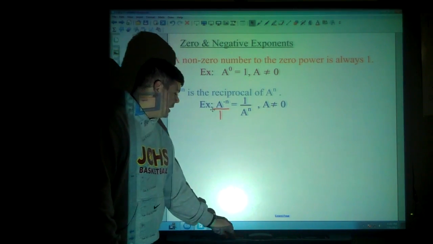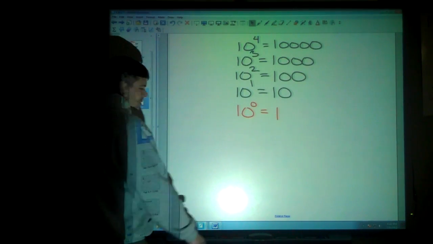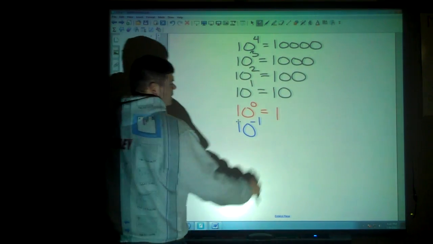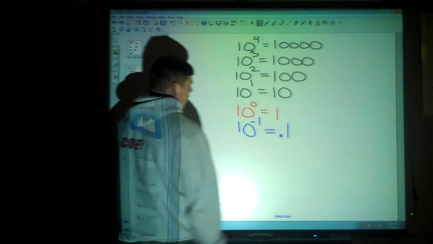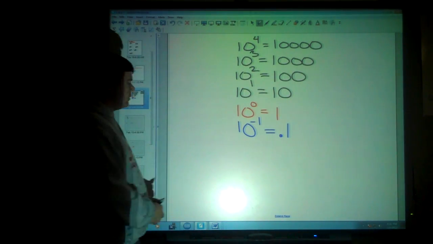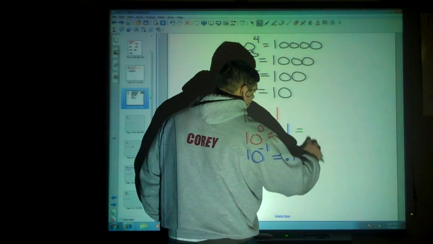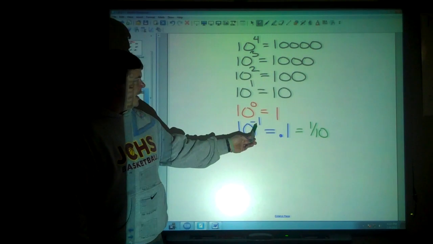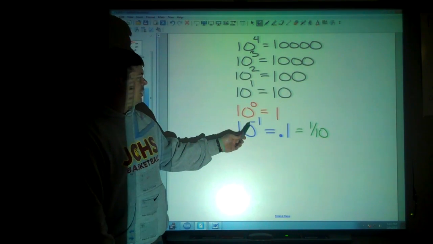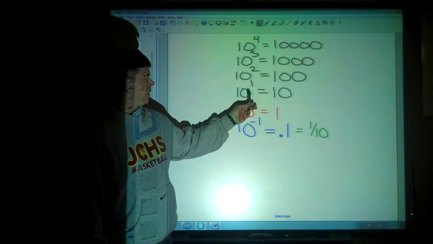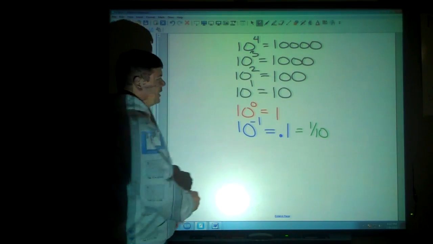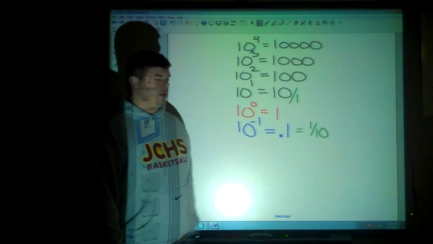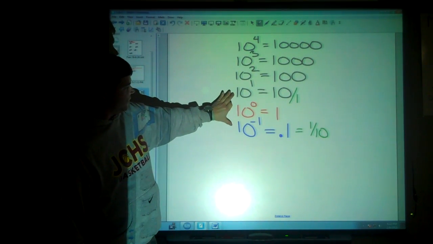And that actually works back here, because in reality, if you had 10 to the negative 1, then it's 0.1. And that's no different than 1/10. Now, here's a positive 1 and here's a negative 1. According to what we just talked about with negative exponents, this answer should be the reciprocal of this answer. And how do you write 10 as a fraction? You write it 10 over 1. So isn't 10 over 1 the reciprocal of 1/10? So these are just reciprocals of each other.